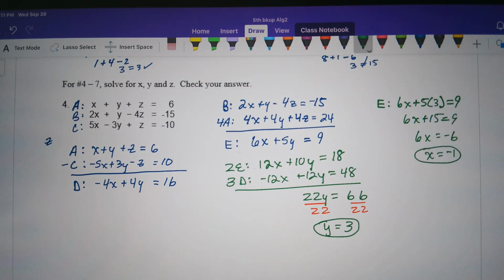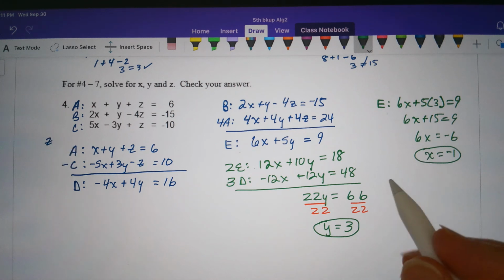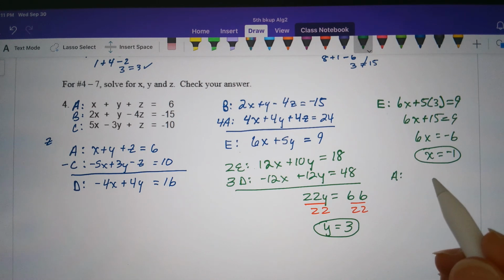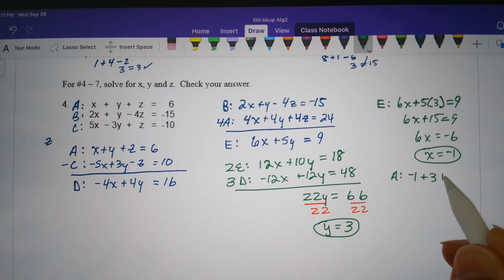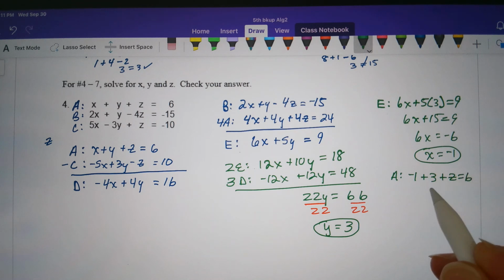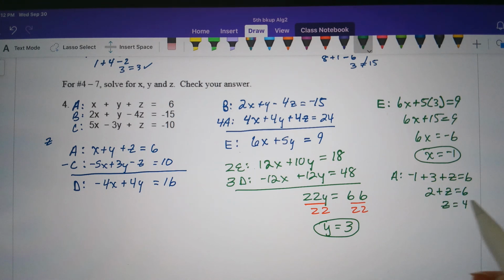And now going back to an original equation, I'll go back to A. We have x, which is negative 1, plus y, which is 3, plus z equals 6. So this is 2 plus z equals 6, so z is equal to 4, subtracting 2 from each side. So this is what I have as a triple: negative 1, 3, 4.